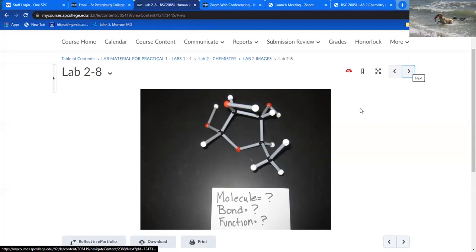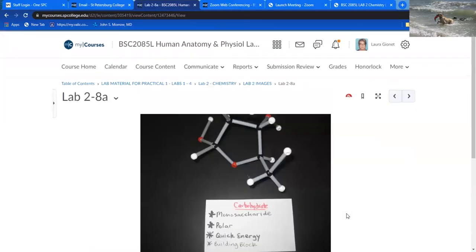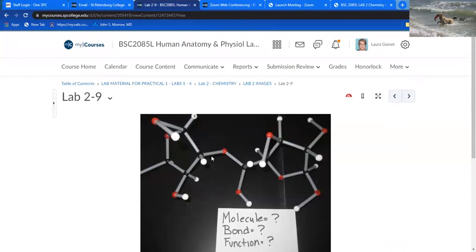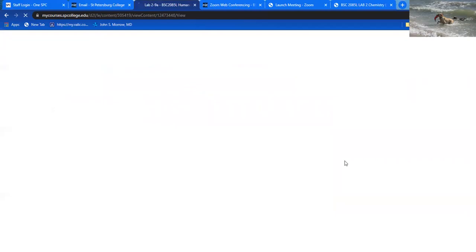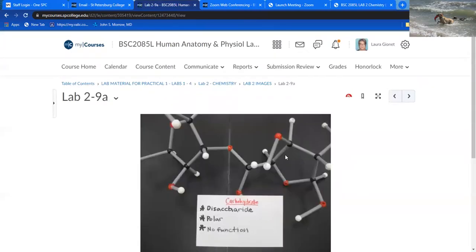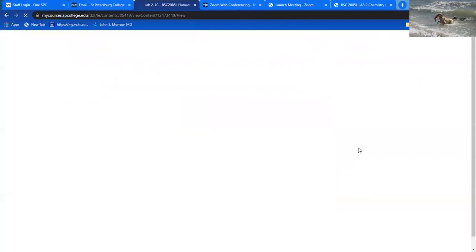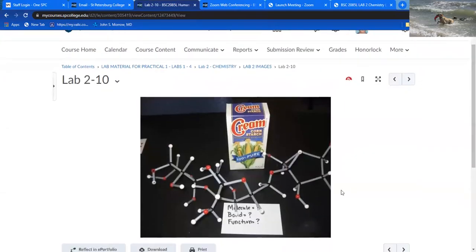All right, so you need to know the molecule, the bond type, and the function. It is a monosaccharide. It's polar covalent. The function is quick energy, the building block of a carbohydrate. So if we put 2 of those together and link them together, what I call bracelets or handcuffs here, then what again is the molecule, the bond type, and the function. Right, so this would be a disaccharide, 2 sugars, polar covalent bonds, and no particular function that you have to know.